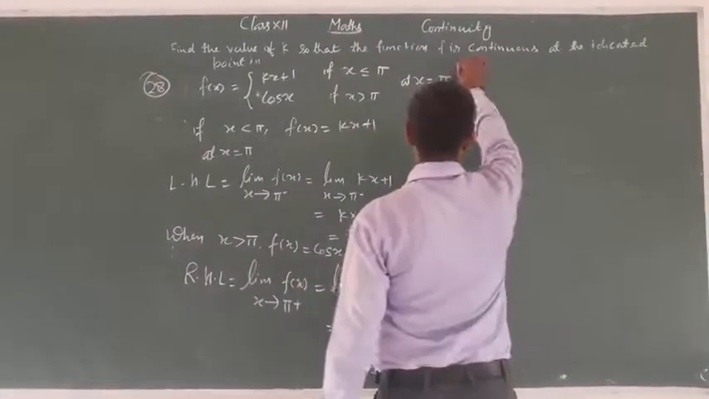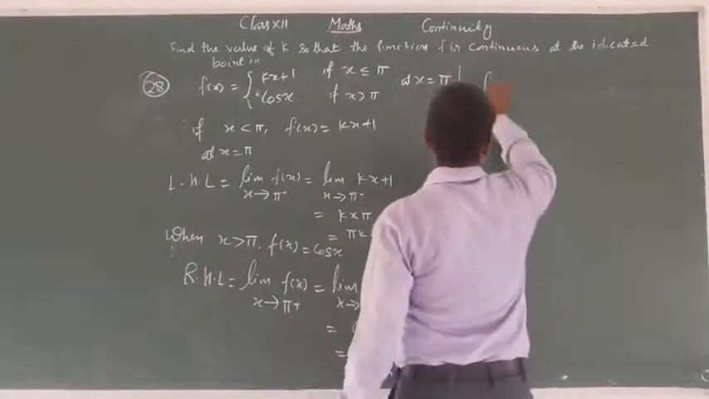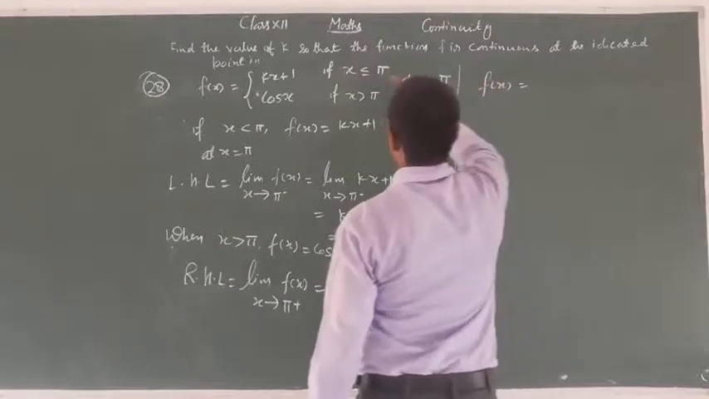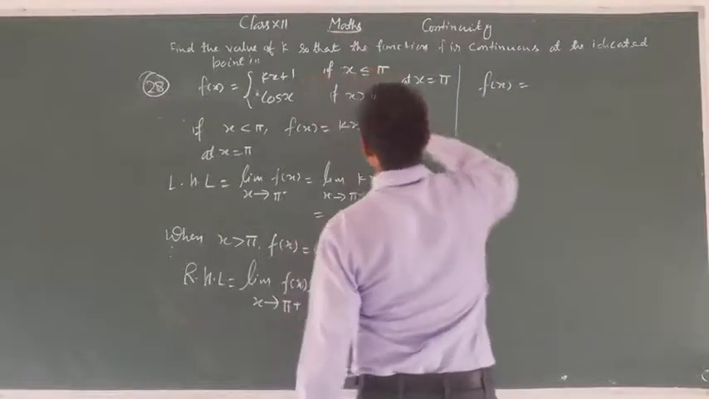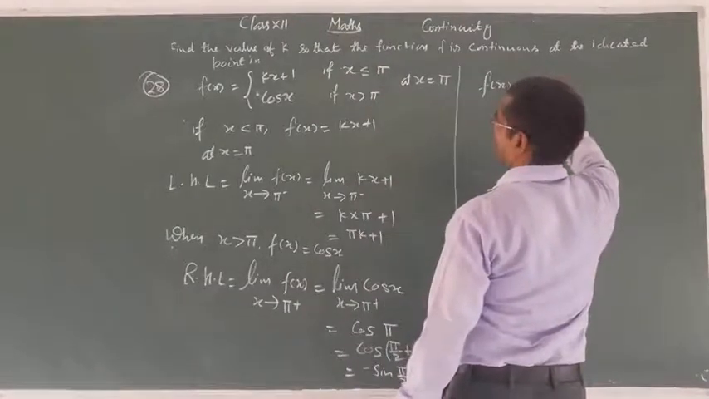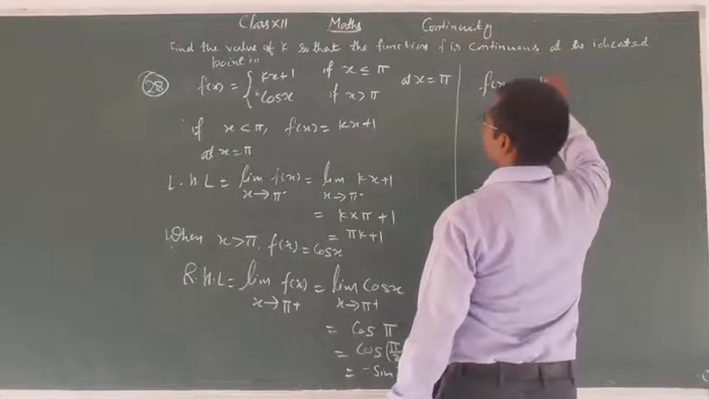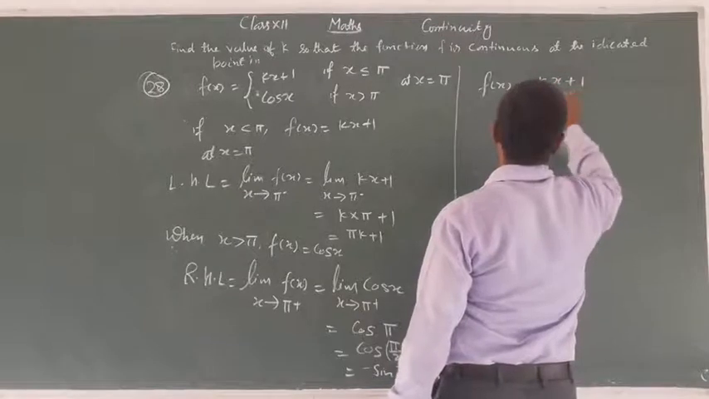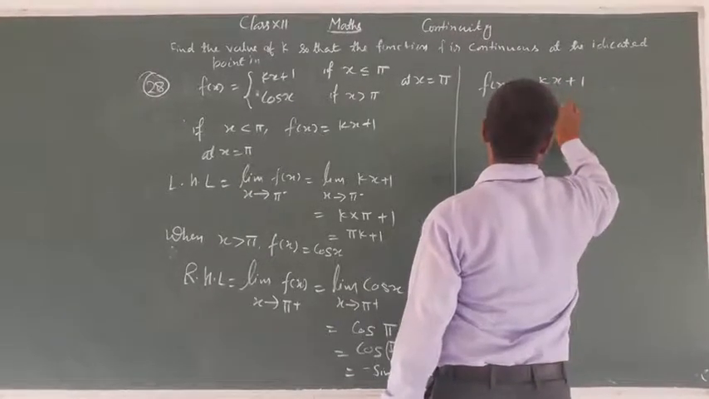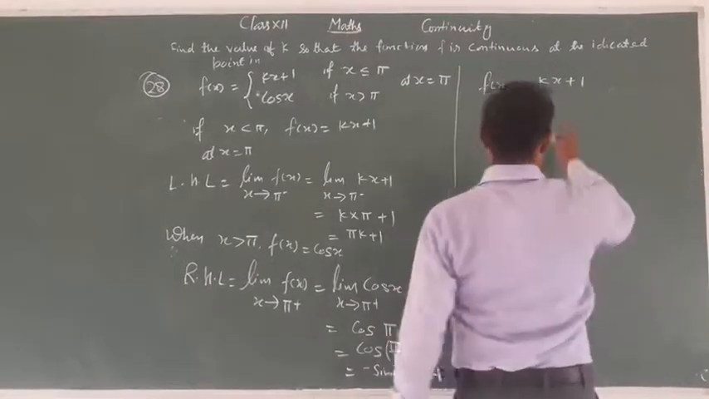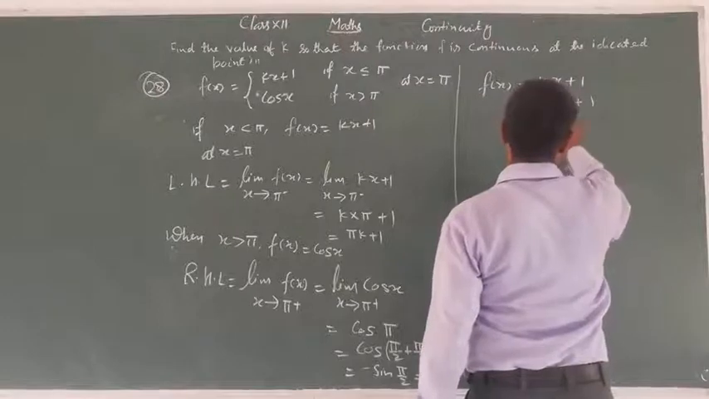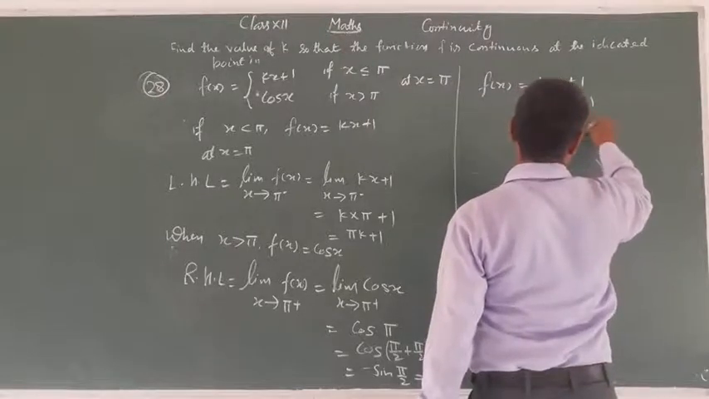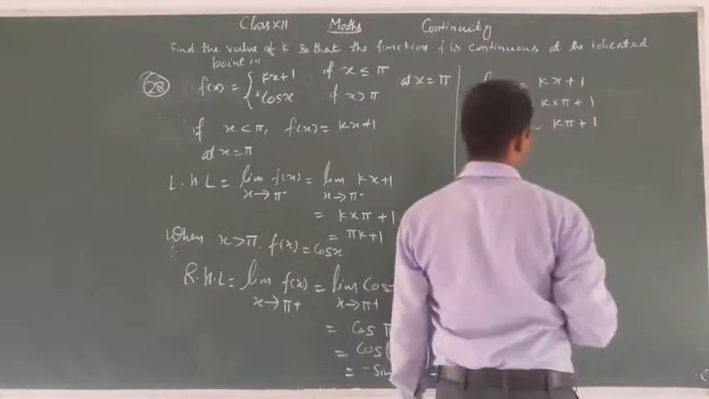And also, f(x) at x is equal to pi, so f(x) is equal to kx plus 1, k into pi plus 1, which is equal to k pi plus 1.